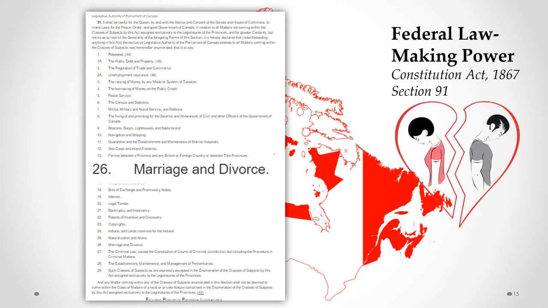The legal requirements to be married or to be divorced are set by the federal parliament. However, the rules governing the splitting of assets or the sharing of assets on a divorce or a separation are not federal, but they are set by each provincial government.